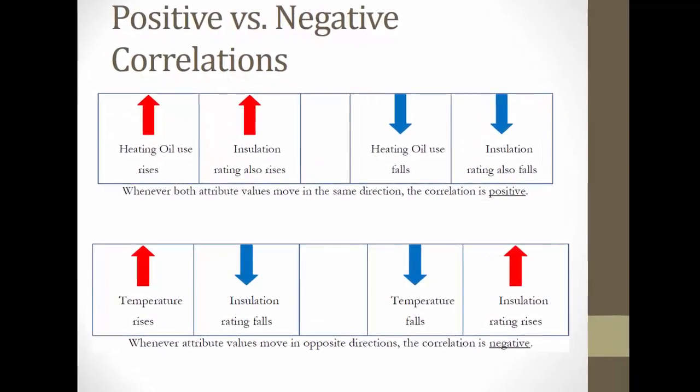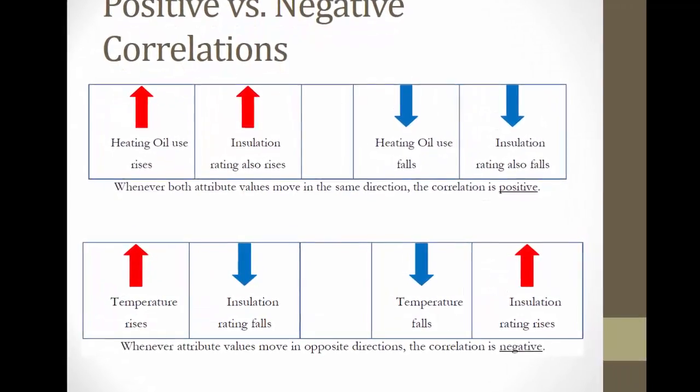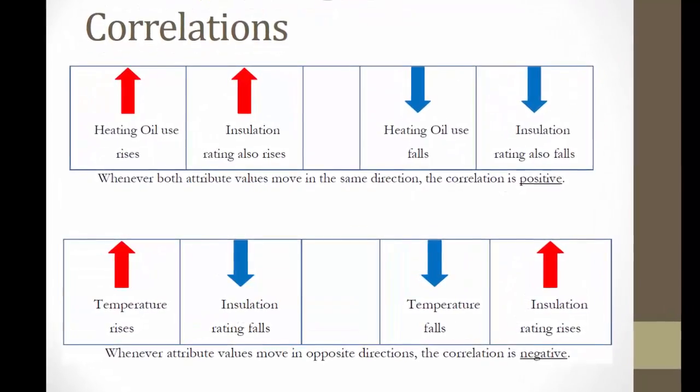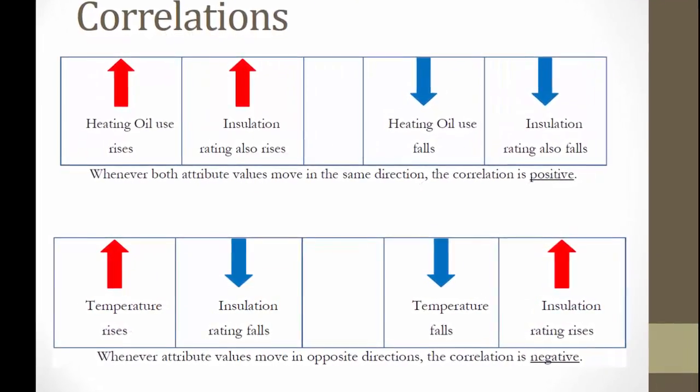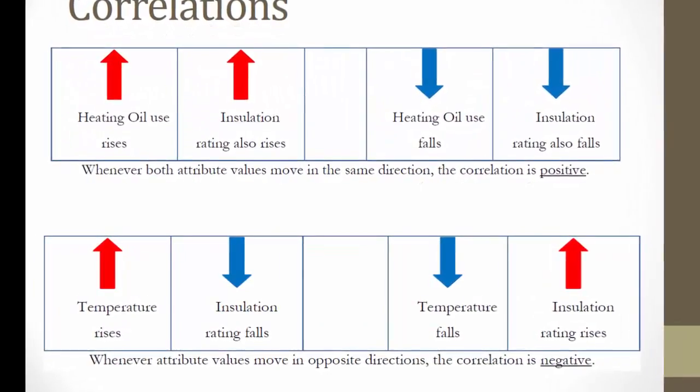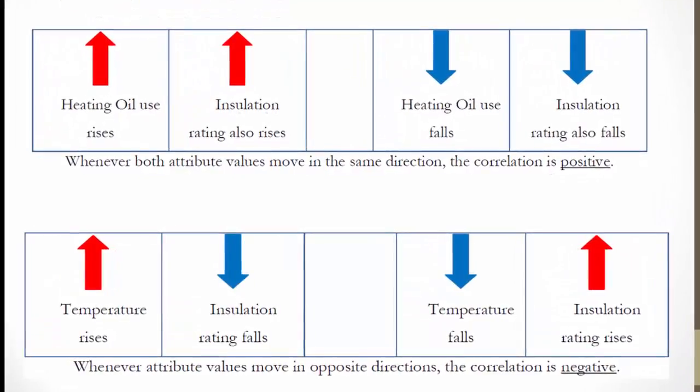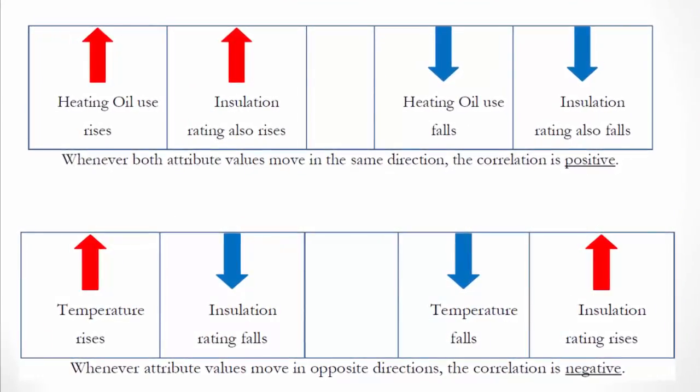Here's an example that explains positive versus negative correlations. For example, there is a positive relationship between heating oil usage and insulation rating. As you can see, when heating oil rises, then the insulation rating rises as well. And when the heating oil declines or falls, the insulation ratings also fall. This is an example of a positive relationship. It means that both variables or both attributes are moving in the same direction. When one increases, the other one also increases.